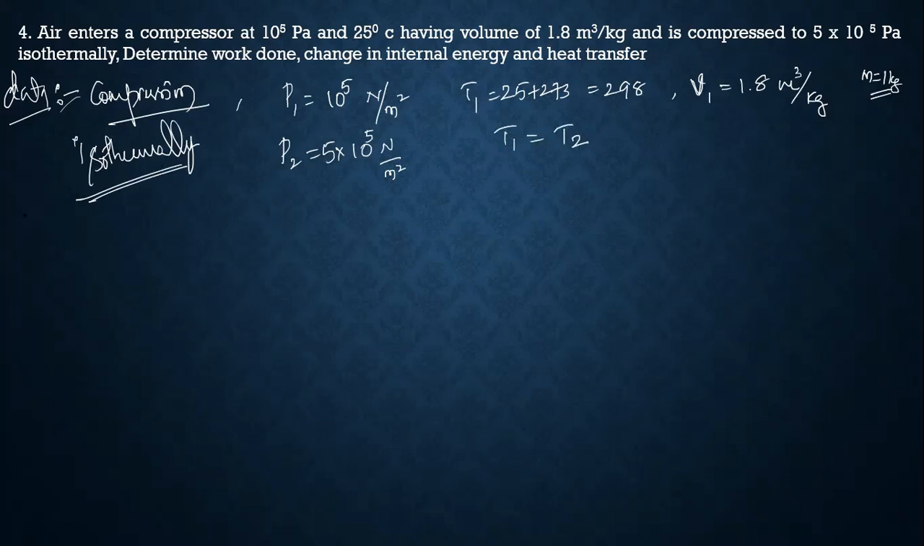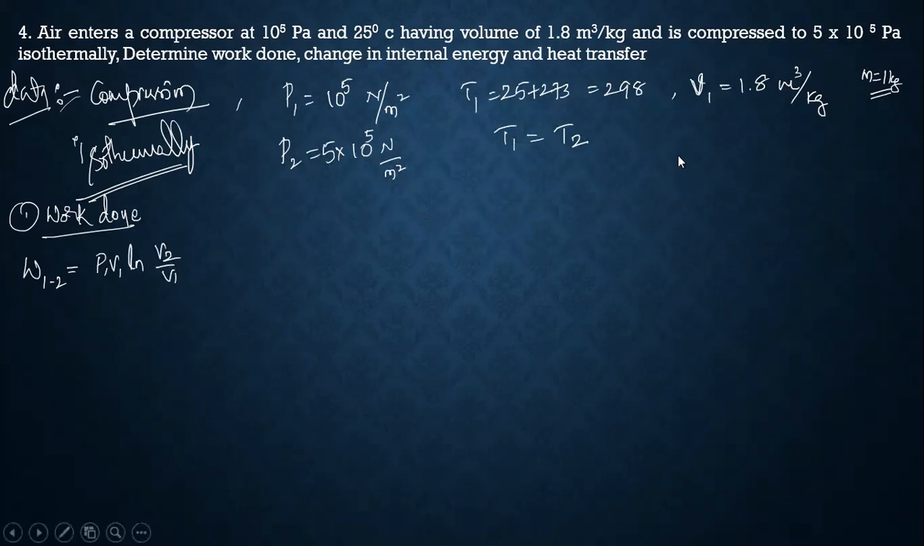Now determine the work done. Let us calculate the first one, that is work done during the process. For an isothermal process, work done W1 to 2 is P1 V1 ln V2 by V1. Here V1 is known, V2 is not known. Or else you can write one more thing in terms of pressure, that is P1 V1 ln P1 by P2. You know P1, you know V1, and also P1 and P2.